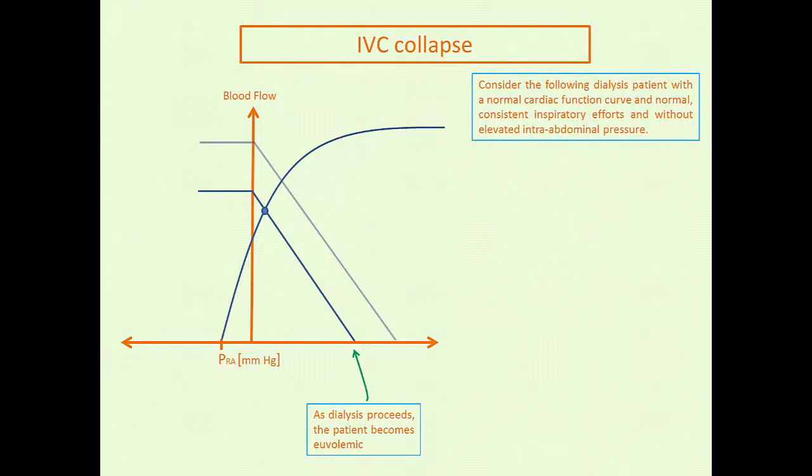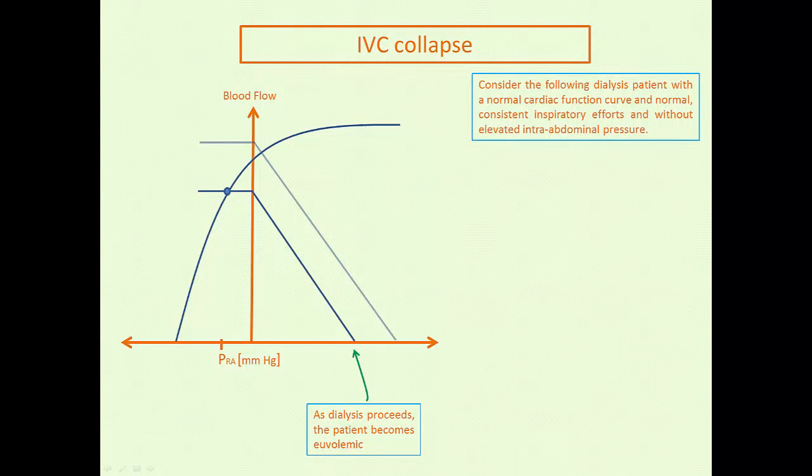You then proceed with dialysis, and the patient moves to euvolemia by shift, and that's depicted by the shift in their venous return curve to the left. And you tell this patient, take the same inspiratory breath. And they do. And now, oh boy, you get IVC collapse as you hit that Starling resistor physiology. The great veins begin to collapse as they enter the thorax.